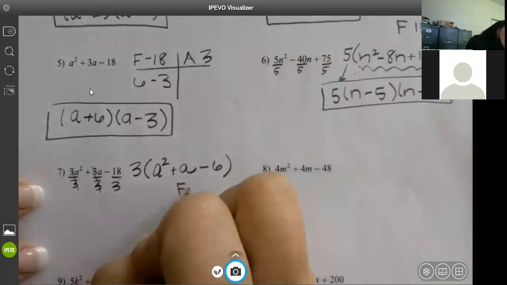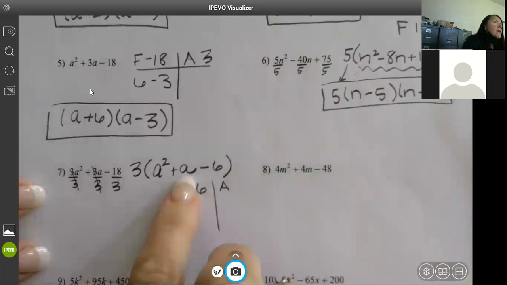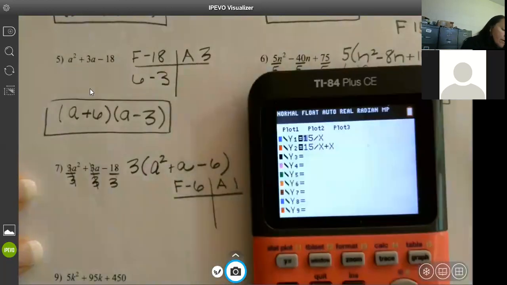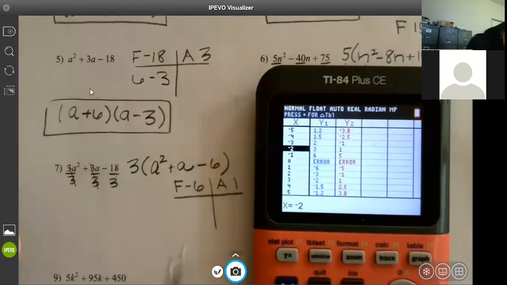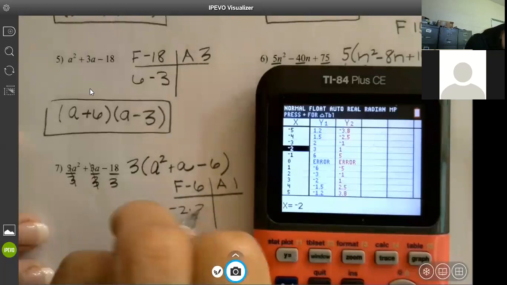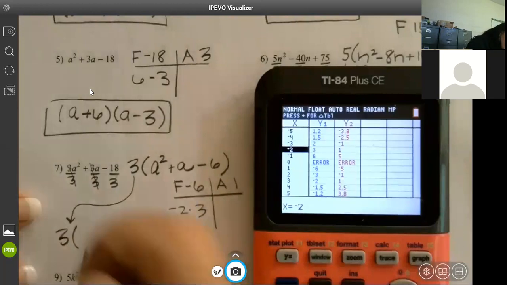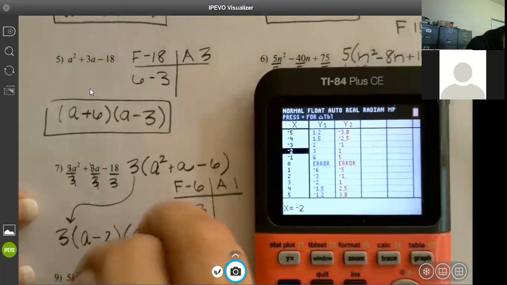So we want factors of the last, or -6, that add to the middle. What's always with that single a? What number? 1. That's what we're looking for. So -6 in our calculator. And we're looking for a positive 1, so -2 and positive 3. We want to make sure we put the 3 first. We were doing a -2, and then a plus 3.